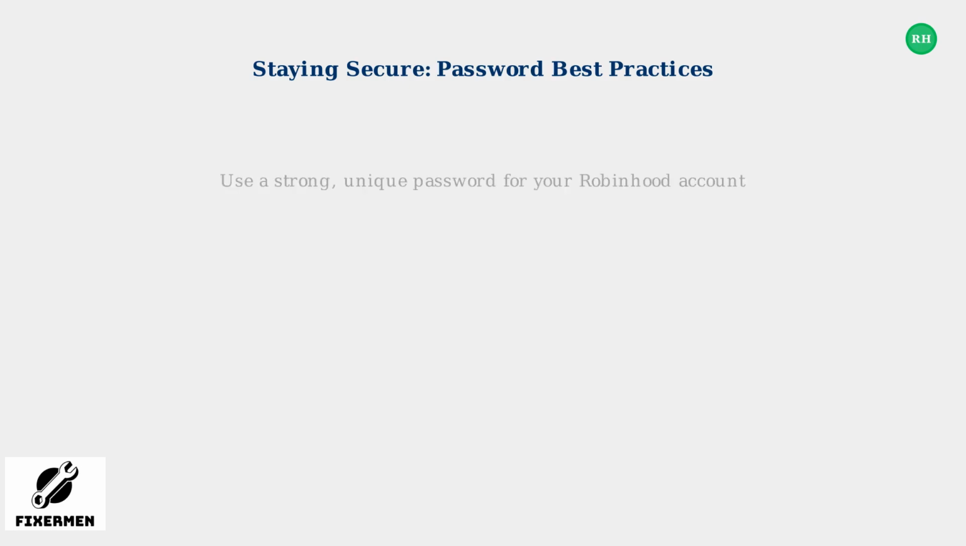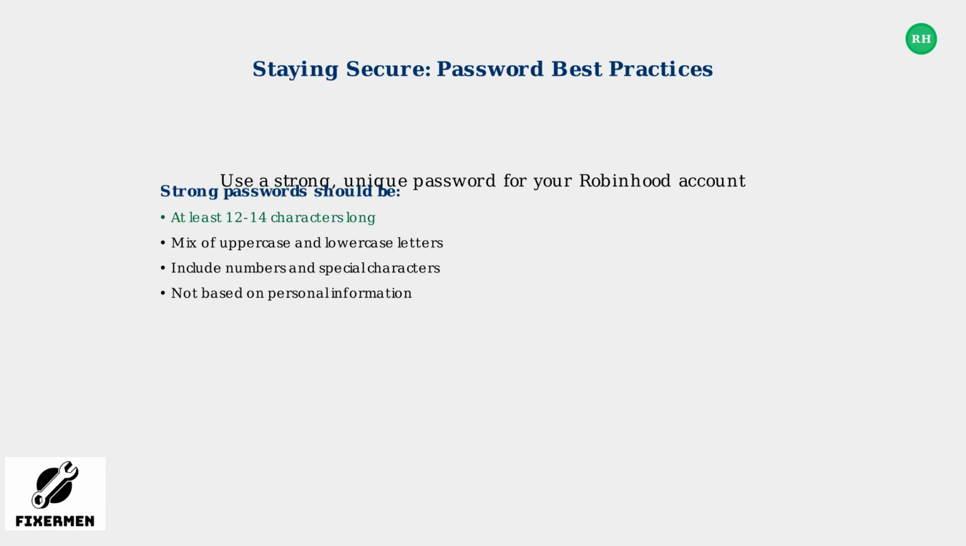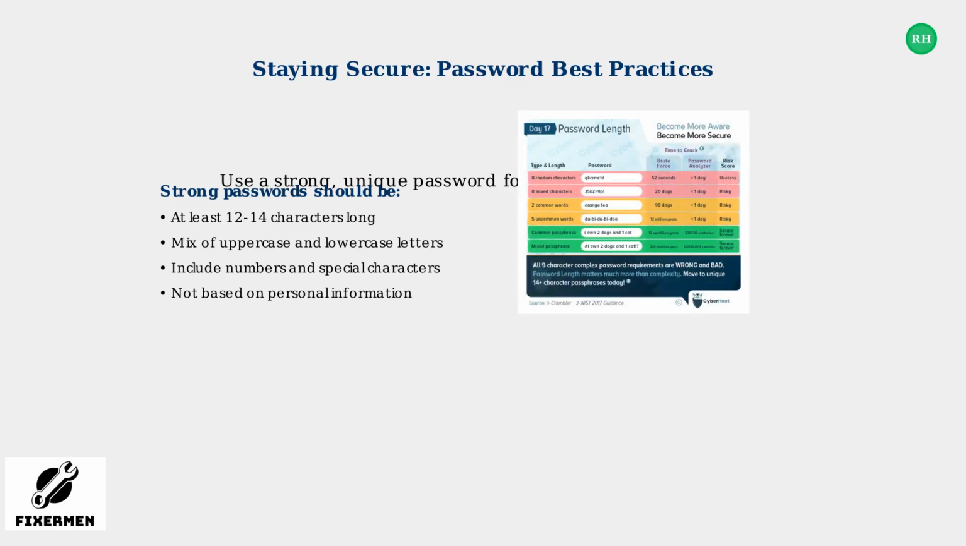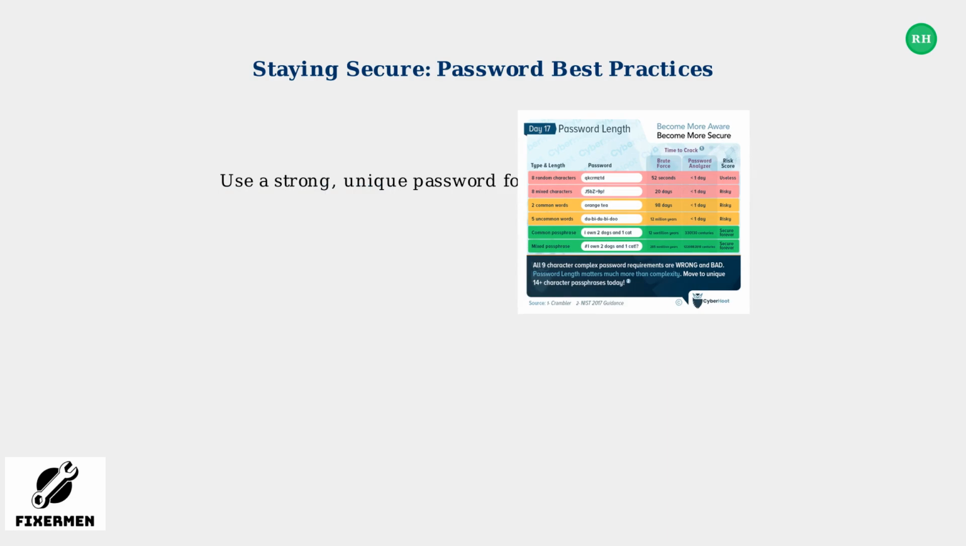Password security is crucial for protecting your Robinhood account from unauthorized access. Weak passwords are one of the most common ways hackers gain entry to financial accounts. A strong password should be unique to your Robinhood account and follow key guidelines for maximum security. This table shows how password length and complexity affect cracking time. Longer passphrases are much more secure than short, complex passwords.